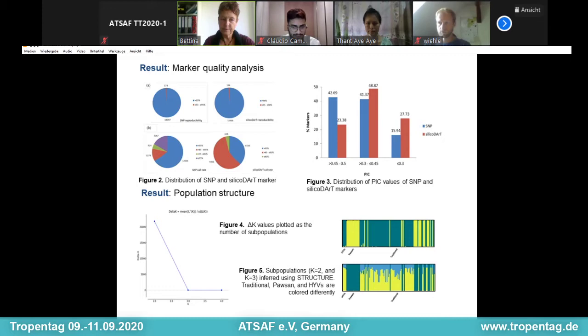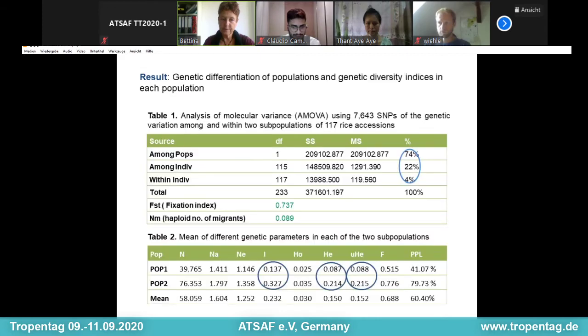The optimal K value indicated two sub-populations. Figure 5 shows the proportion of membership of individuals in each cluster. The AMOVA result revealed that high FST indicates significant differentiation between populations, and low Nm values mean low genetic exchange among those populations, which leads to maximum diversity at the population level, which is 74%.